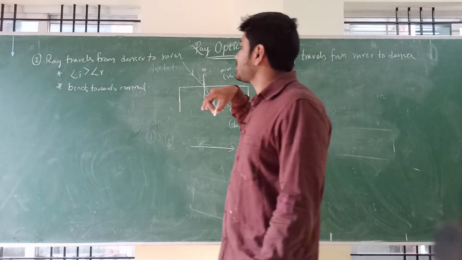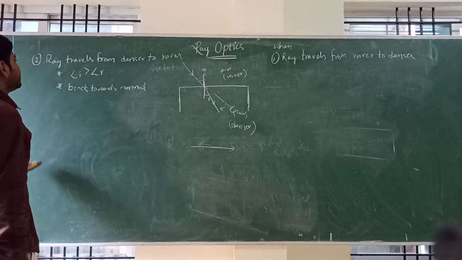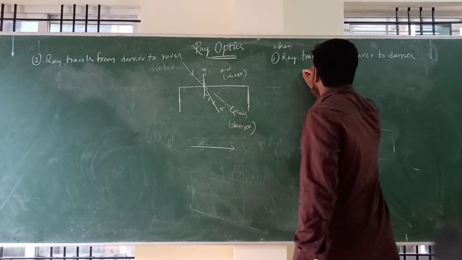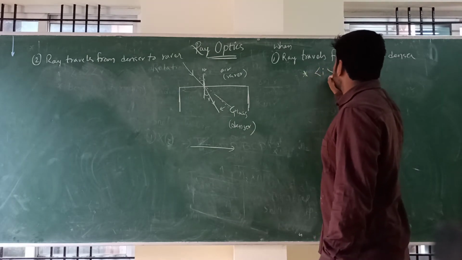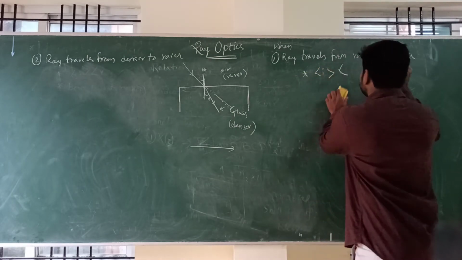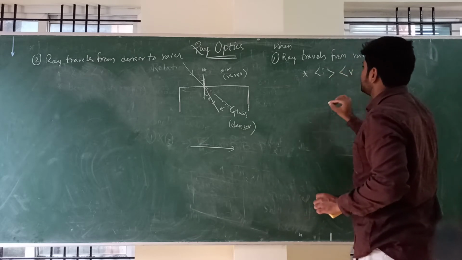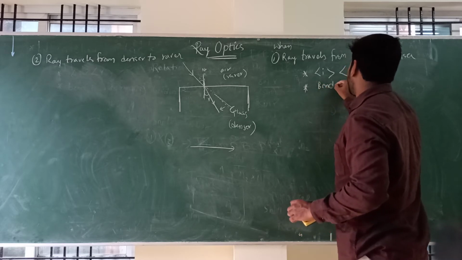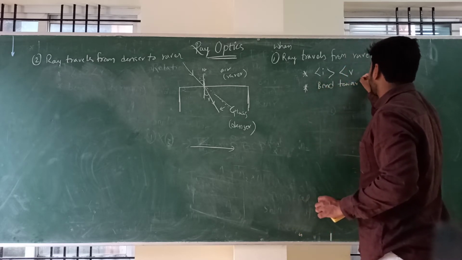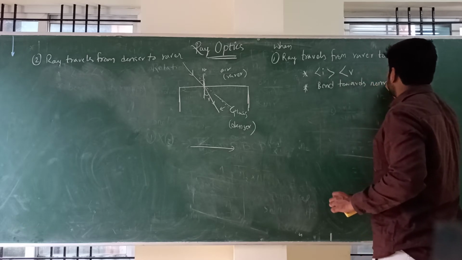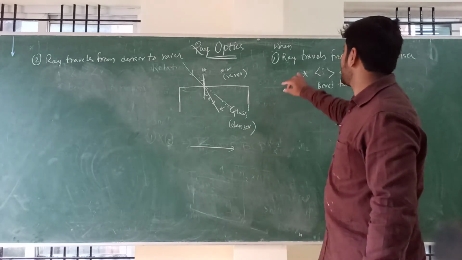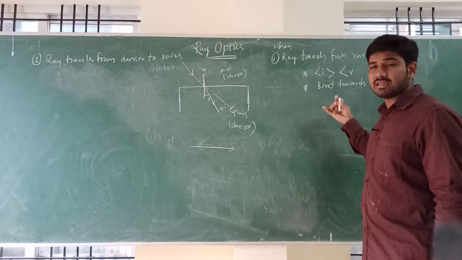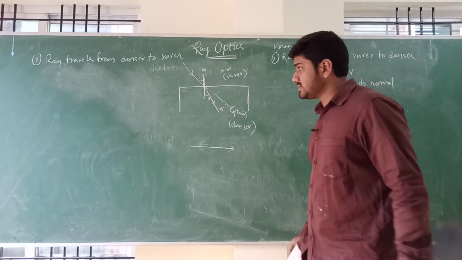Okay, now let's see this case. Okay, sorry. Ray travels from denser to rarer. Sorry. In this case, the ray is traveling from denser to rarer. So I'm sorry. So here, angle of incidence is greater than angle of refraction, and finally it will bend towards normal. Sorry. So here in this case, the ray is traveling from rarer to denser medium. In this case, the angle of incidence is greater than the angle of refraction, and the ray will bend towards the normal.